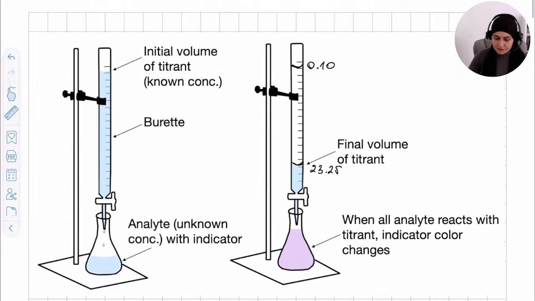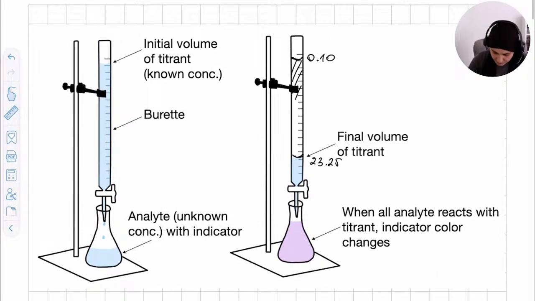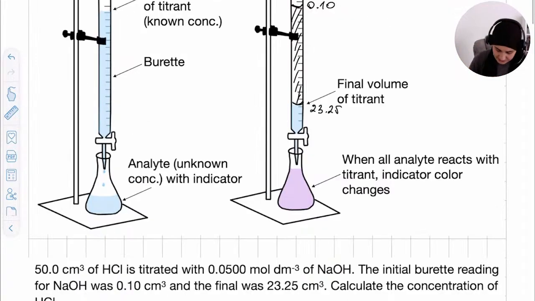So what volume did drop down? Well, this volume. So the difference, right? It didn't start at 0. If we started at 0, it would have been 23.25. But we started at 0.10, so that's the difference. Yeah, so final minus initial.